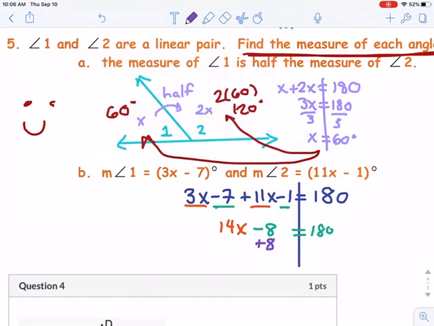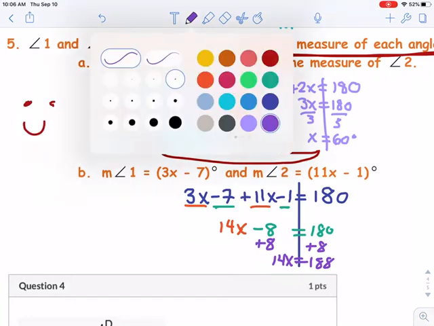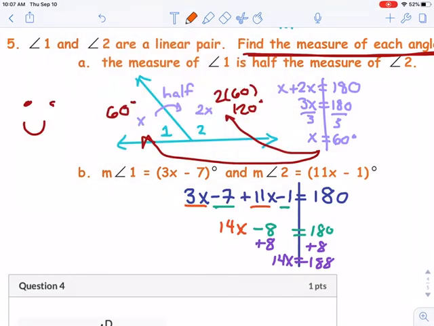Add 8 to both sides, because now I need to get x by itself. I'm going to get 188. 188 divided by 14 is a quirky number, but that's okay. So it's about 13.4.